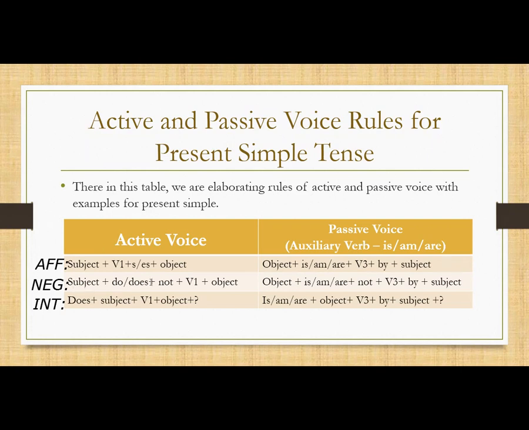Negative: subject plus do/does plus not plus verb first form plus object, and the passive voice will be object plus is/am/are plus not plus verb third form plus by plus subject. Interrogative is does plus subject plus verb first form plus object plus question mark. Question mark is the important thing, you know. The passive will be is/am/are plus object plus verb third form plus by plus subject. You can take a screenshot or remember it, that is how we change from active to passive. This is handmade, made by me.